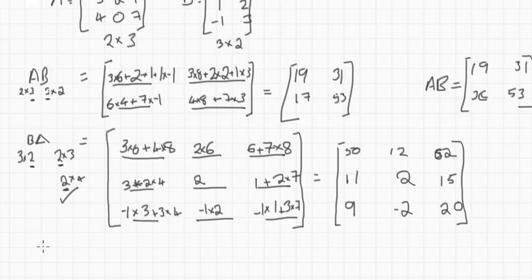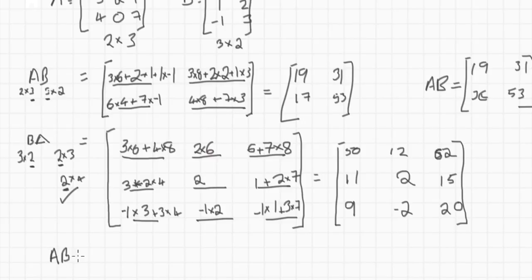Sometimes on the ACT, they ask you to do a matrix multiplication, but only one of the answer options they give you has the correct dimensions. So you don't actually have to do any multiplication, you just have to work out what the dimensions of your product should be. Lastly, this is an interesting property of matrix multiplication.